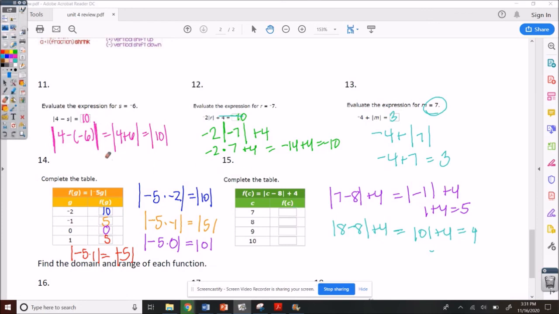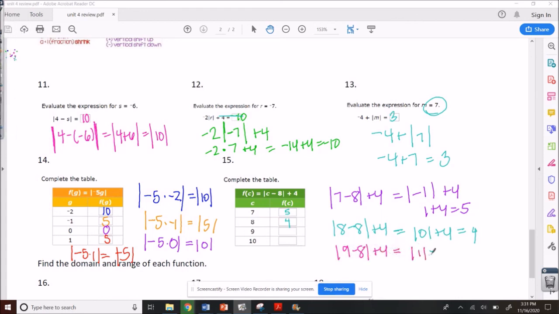Okay, next we're going to substitute in a 9. So 9 minus 8, absolute value, plus 4. 9 minus 8 is 1. The absolute value of 1 is 1, and 1 plus 4 is 5. And last is 10. Absolute value of 10 minus 8, plus 4. 10 minus 8 is 2. The absolute value of 2 is 2. And 2 plus 4 is 6.